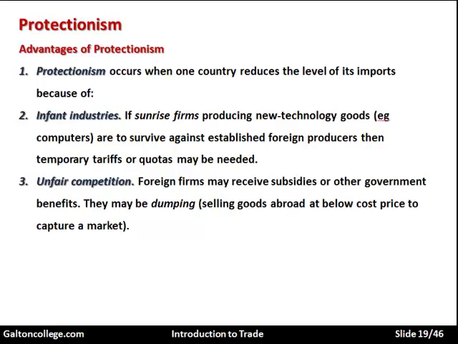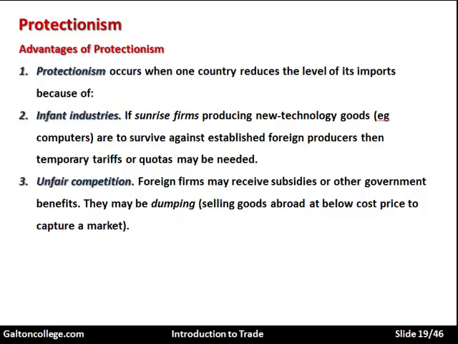Unfair competition is another reason for protectionism. Foreign firms may receive subsidies or other government benefits. They may be dumping, selling goods abroad at below cost price to capture a market. So we have two concepts here. One is foreign firms may receive subsidies.